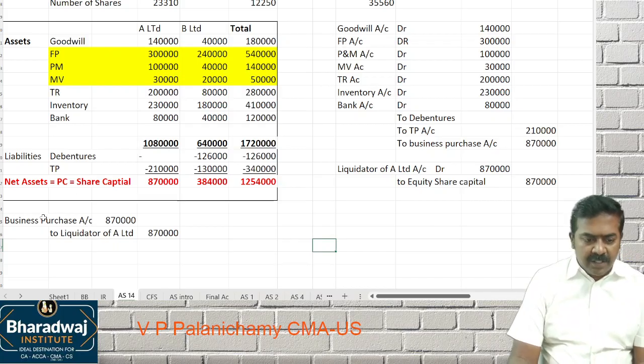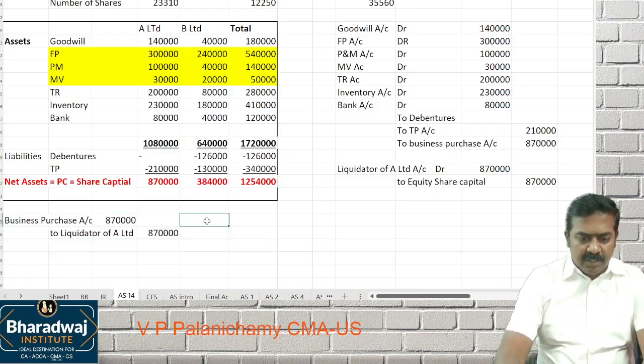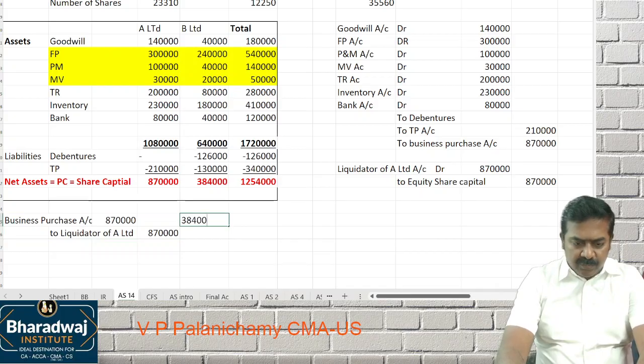So try to pass 3 more entries or 3 set of entries for acquiring which company? B Limited. Same business purchase to liquidator of B Limited. B Limited, how much will come? 3,84,000. Then same assets and liabilities taken over entry pass.